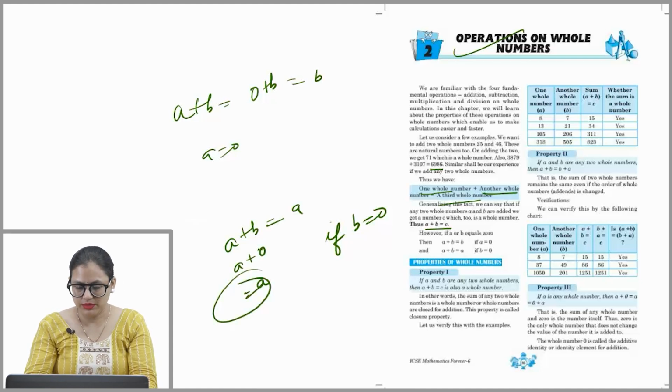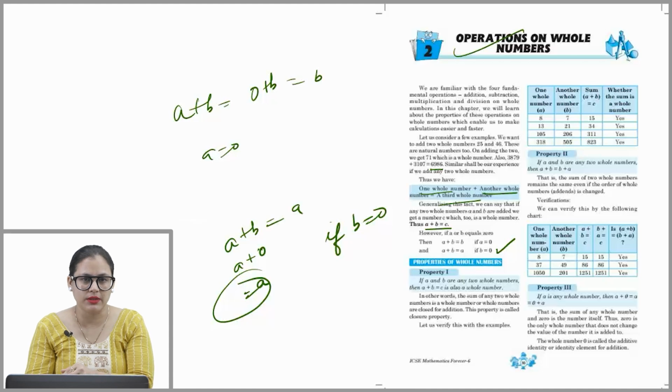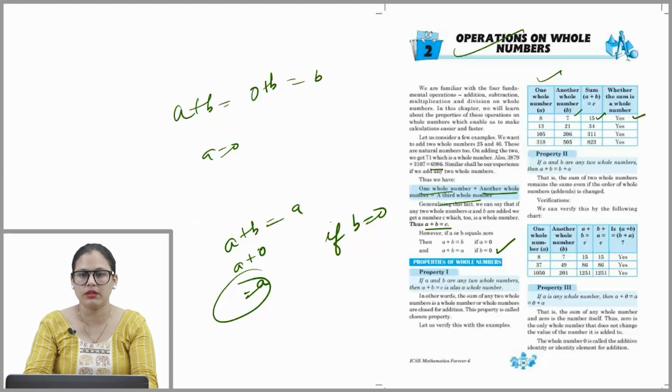Now, properties of whole numbers. Property number 1. If A and B are any two whole numbers, then A plus B is equal to C. C is the sum of A and B, which is also a whole number, right? In other words, the sum of any two whole numbers is a whole number, or whole numbers are closed for addition. This property is called the closure property. Let us verify this with an example. See, one whole number, this is another, and the sum of A plus B, that is 8 plus 7, is 15, which is another whole number. So, is the sum a whole number? Of course, right?